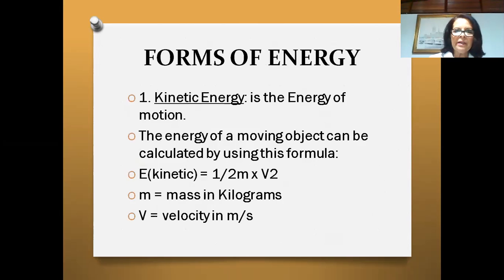And then we study now the forms of energy. There are two important forms of energy. The first one is called kinetic energy, which is the energy of motion. The energy of a moving object can be calculated by using the following formula. Kinetic energy equals 1/2 m times v squared. In other words, mass is in kilograms and v, which is velocity, is in meters per second.